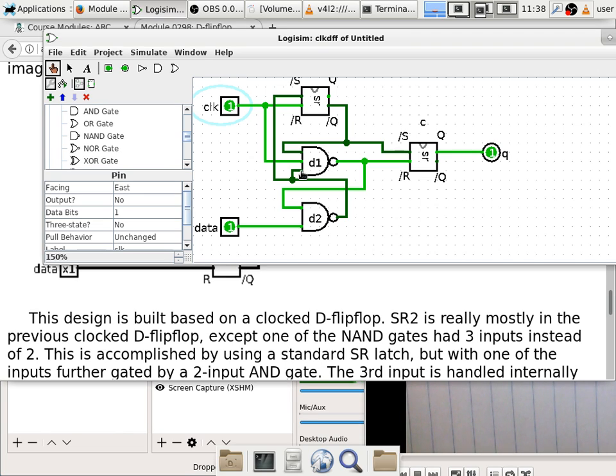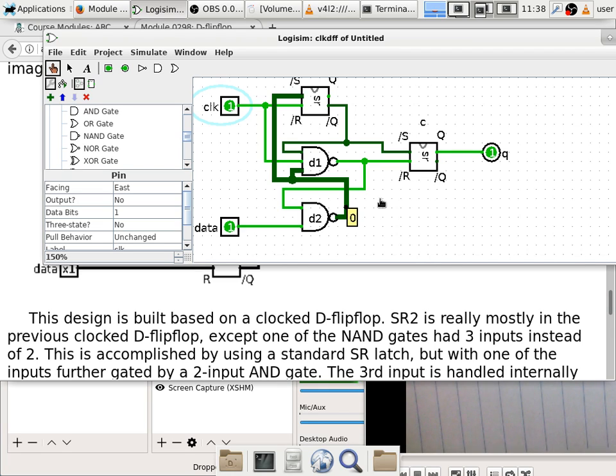Depends on the SR latch, right? Depends on the SR latch. So let's analyze the SR latch first. Okay, so we click on the wire to look at where it connects to. It connects to /S. What happens when /S turns from 0 to 1?